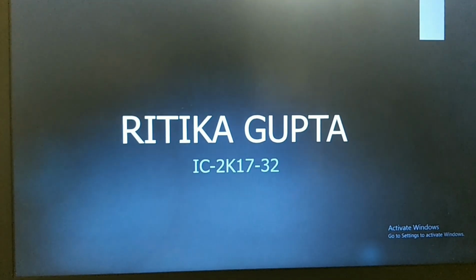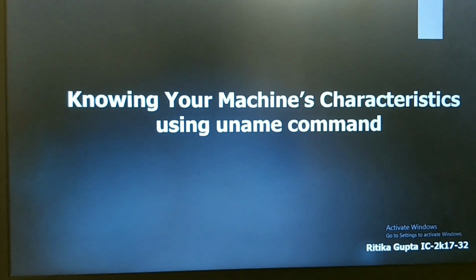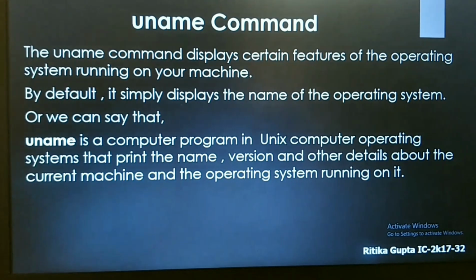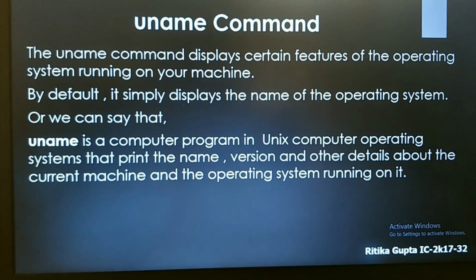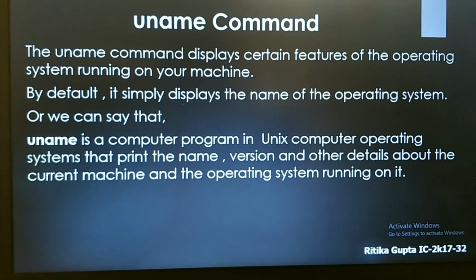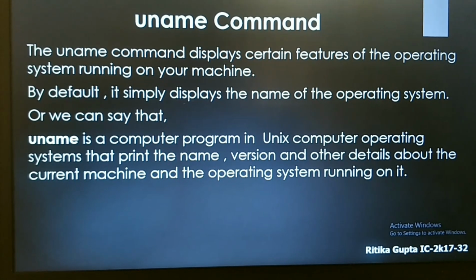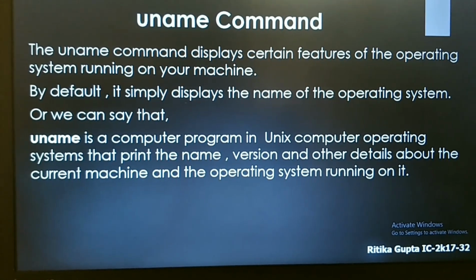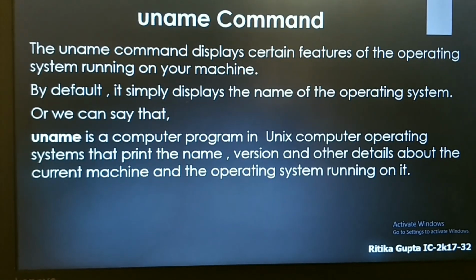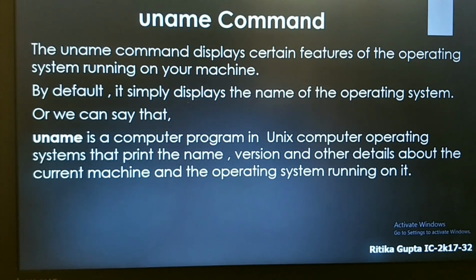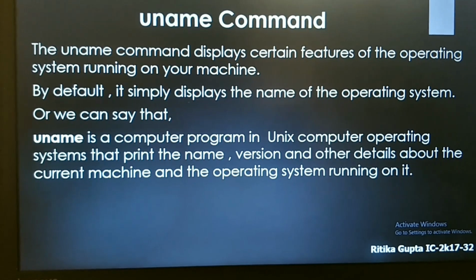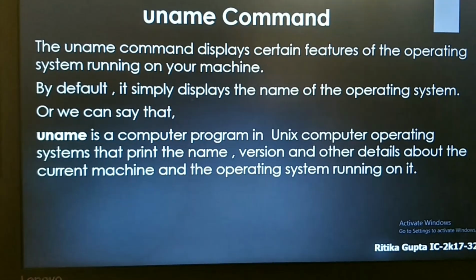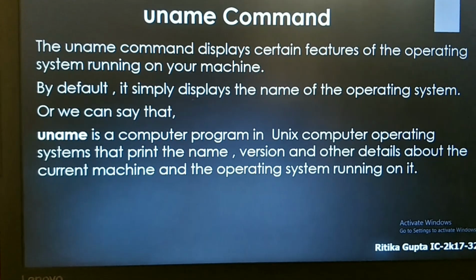Now the topic is knowing your machine's characteristics using the uname command. The uname command displays certain features of the operating system running on your machine. By default, it simply displays the name of the operating system. Or we can say that uname is a computer program in Unix operating systems that prints the name, version and other details about the current machine and the operating system.